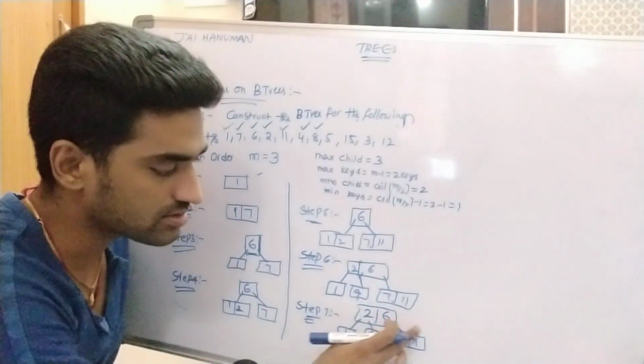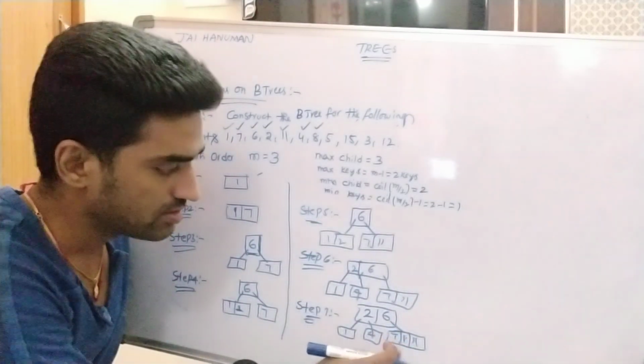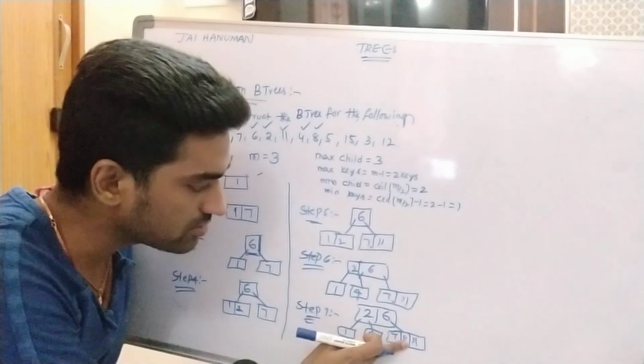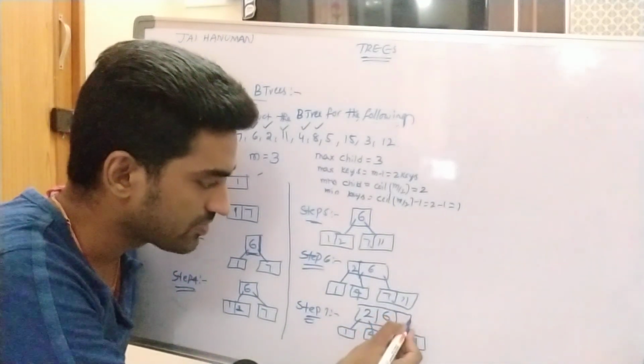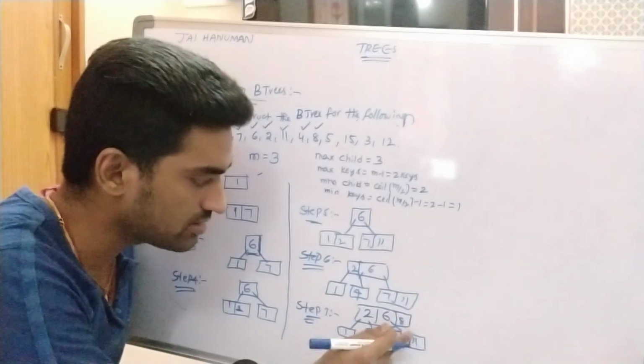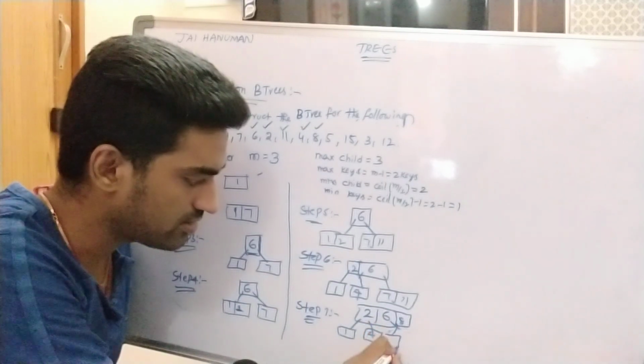So here this node contains more than 2 key values. This is a third order B tree, so that's why the middle element moves to the previous level. For 8, what are the children? 7 11.